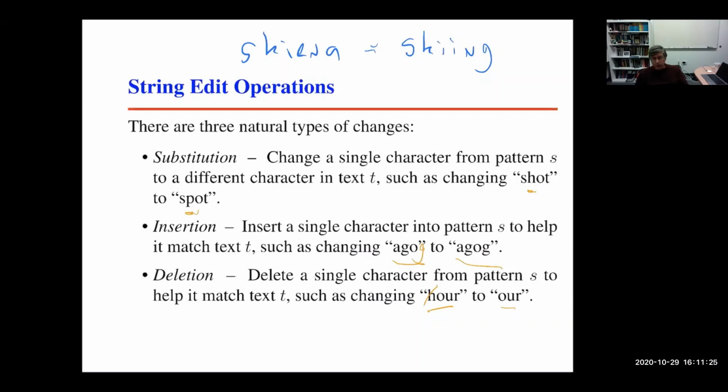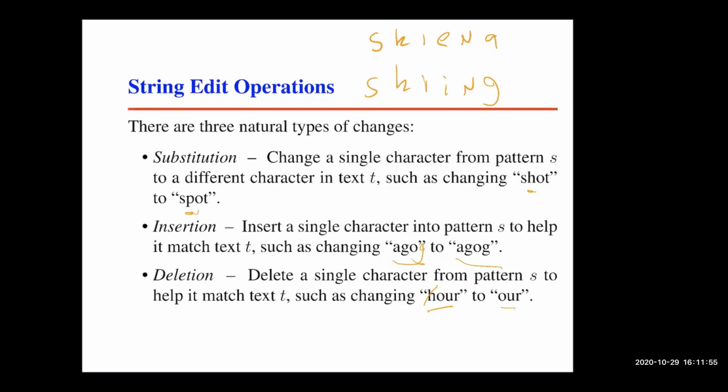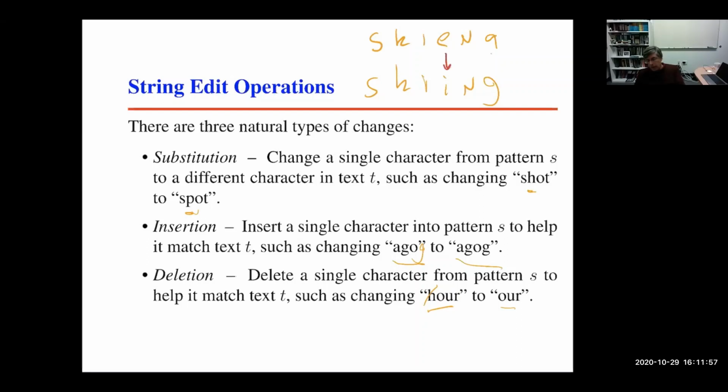How many changes does it take to turn skina into skiing? Actually, I'd rather display this a little differently. I'm going to stack them up next to each other, skina and skiing. What is the number of changes that you would make? I claim in this case it would be 2 substitutions. Does everybody see that? If I make 2 substitutions, I can turn skina into skiing. Does everybody see that?